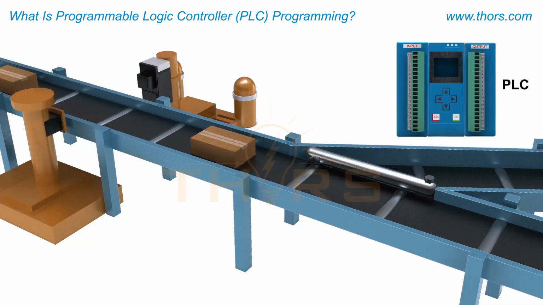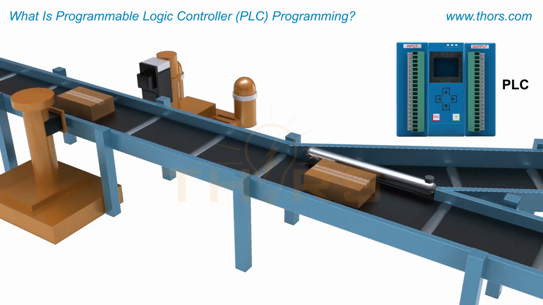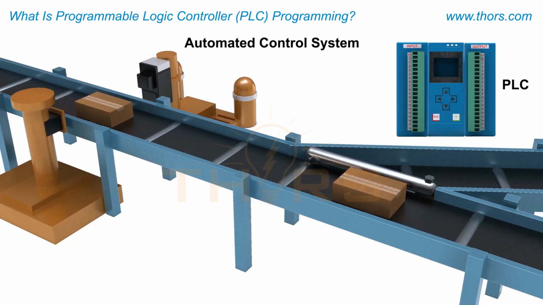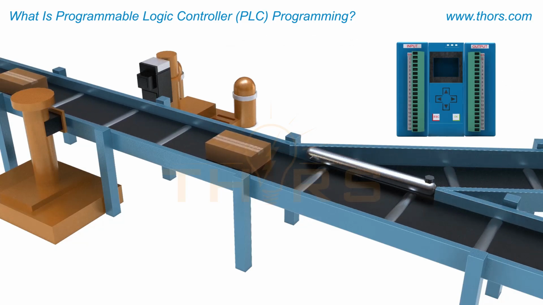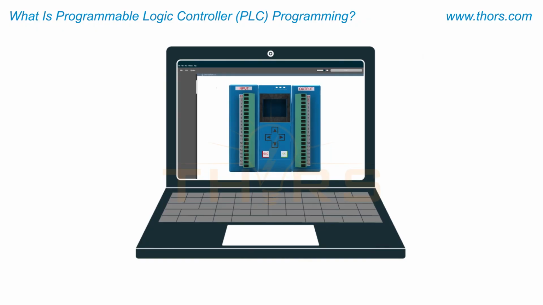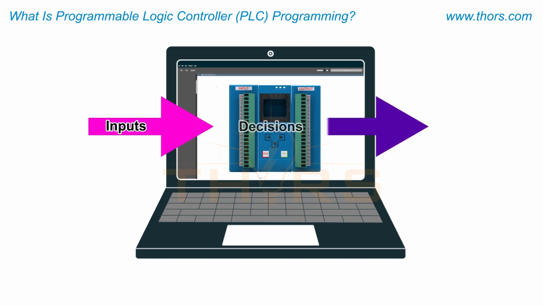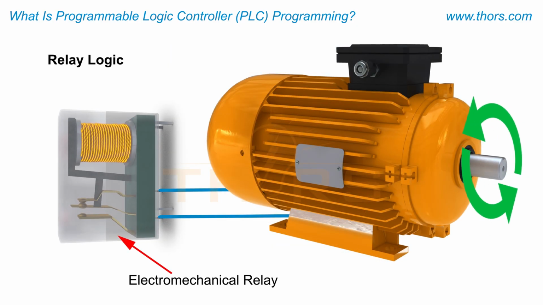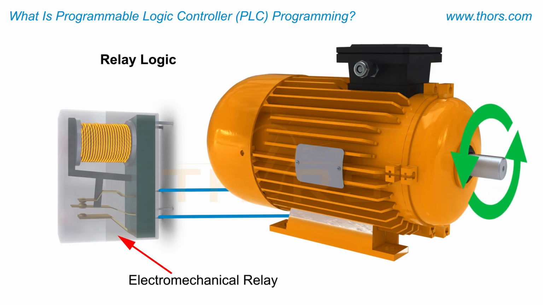Programmable Logic Controller, or PLC programming, is a specialized method of creating automated control systems for industrial machinery and processes. PLC programming uses a digital computer-based control system that monitors inputs, makes decisions, and controls outputs in manufacturing and industrial environments. Before PLCs were developed, electromechanical relays were used in industries to automate specific tasks.